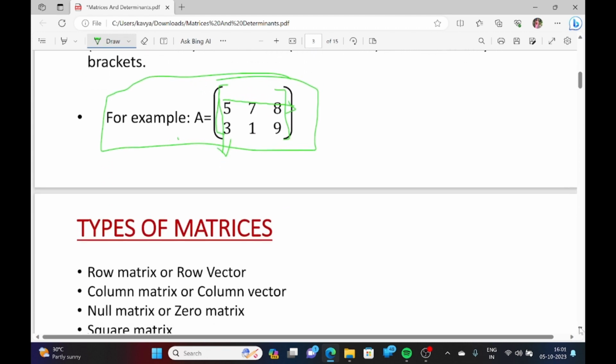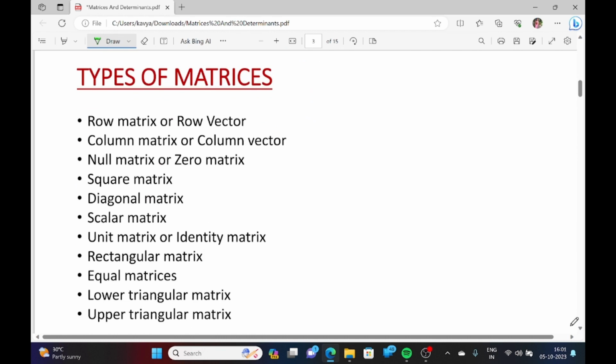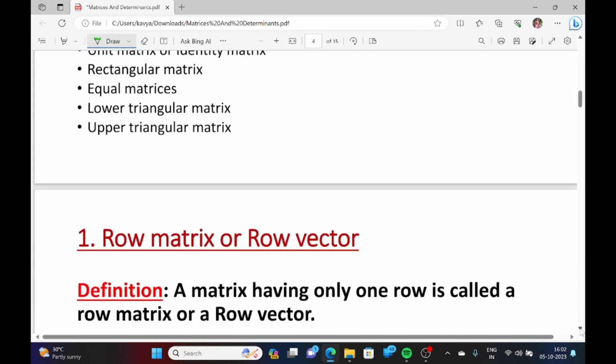So next we will discuss the types of matrices. There are so many types of matrices: row matrix, column matrix, null matrix, square matrix, diagonal matrix, scalar, unit, rectangular, equal, lower triangular, upper triangular matrix. Let us discuss one by one now.